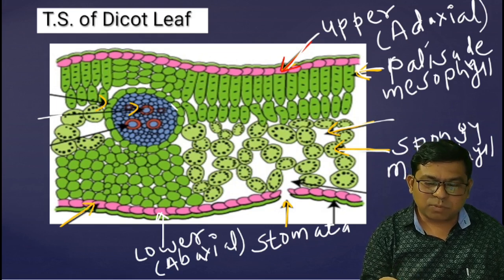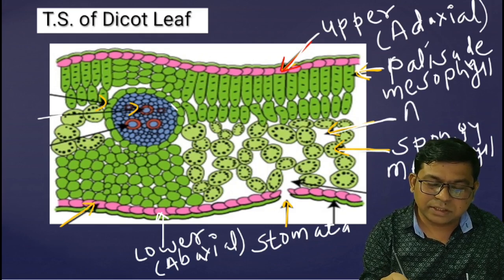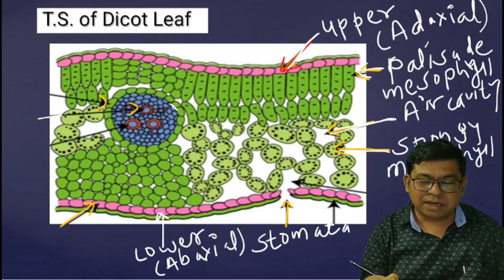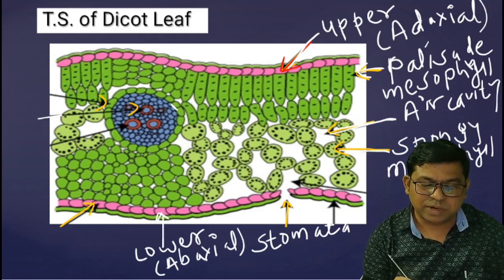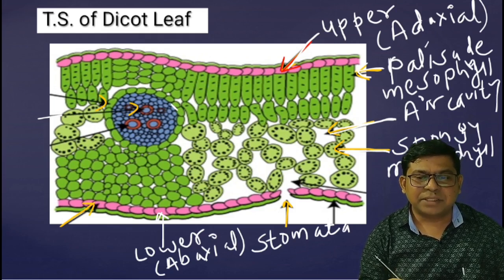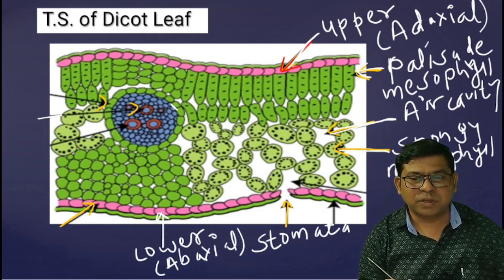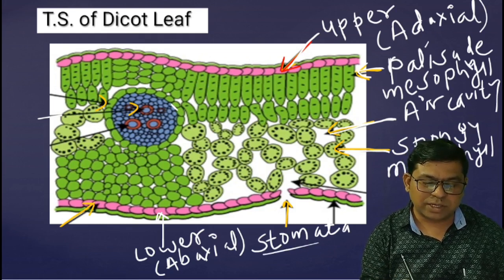In between this spongy mesophyll there are some air cavities. This one is the air cavity. These air cavities are found in the substomatal region, called the substomatal cavity, where the exchange of gases takes place and transpiration occurs, in which water is lost in the form of water vapors through the aerial part of the plant body. Mostly the stomata found on the leaf, that transpiration occurs through these stomata.